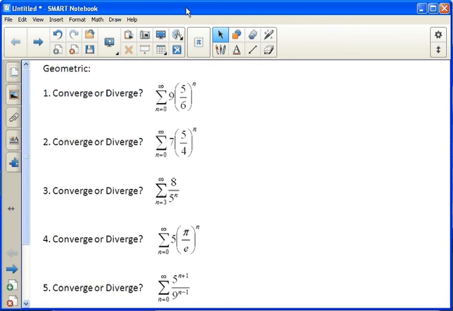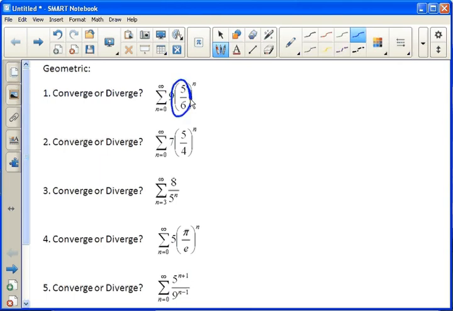This video covers the lesson or the answers for the Jeopardy game we played in class in preparation for the series test. So first of all, we're going to look at geometric. With geometric, remember, all you have to do to figure out if it converges or diverges is look at the r. That's whatever's being raised to the n.